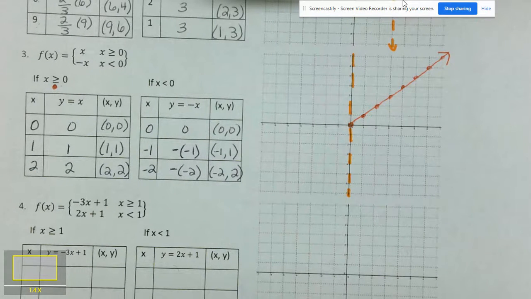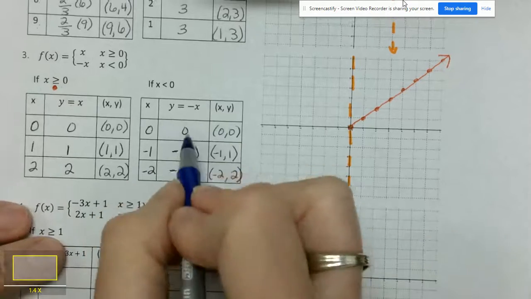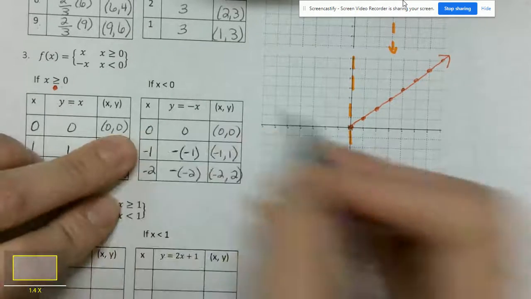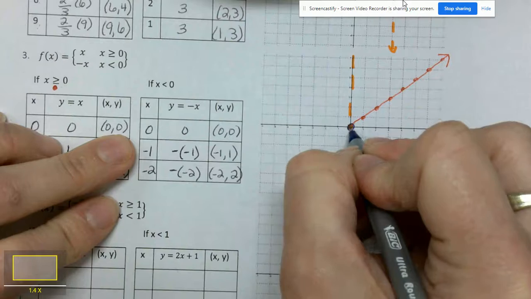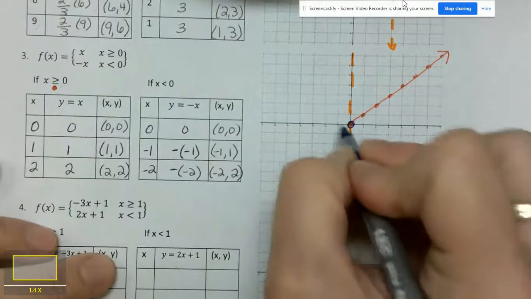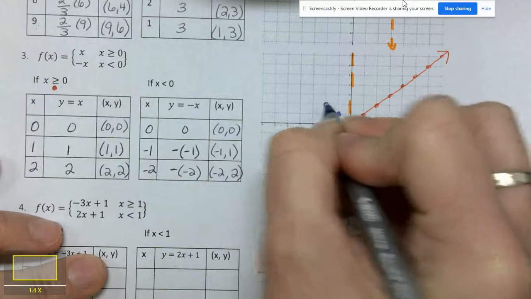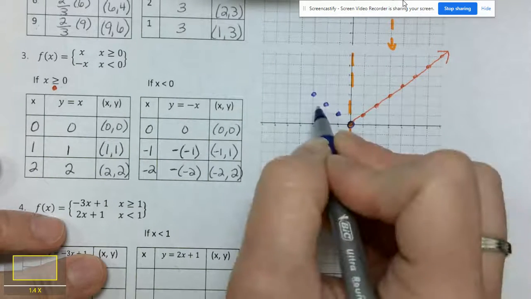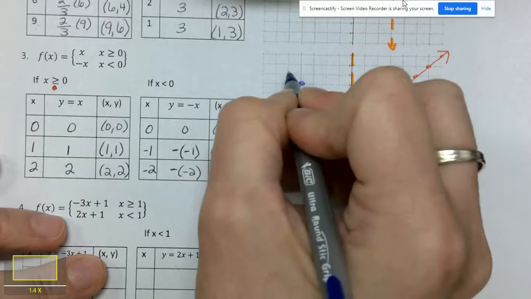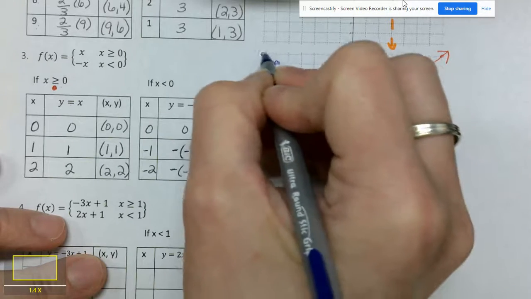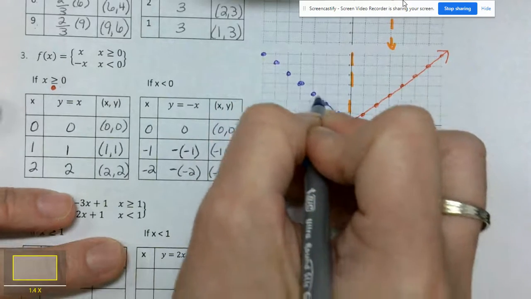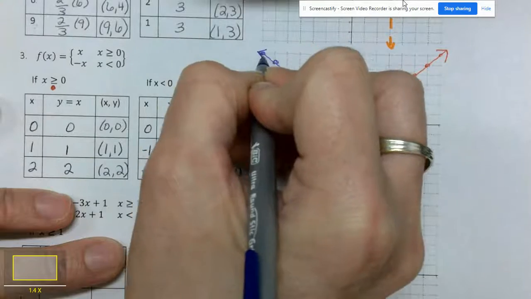Now for this side, y equals negative x. The 0, this time it's an open circle, so we're just going to circle that because it's 0, 0. And then it's -1, 1, -2, 2. And you can see, again, we're following that same pattern, over 1, up 1. Okay, so this side of our graph looks like that.